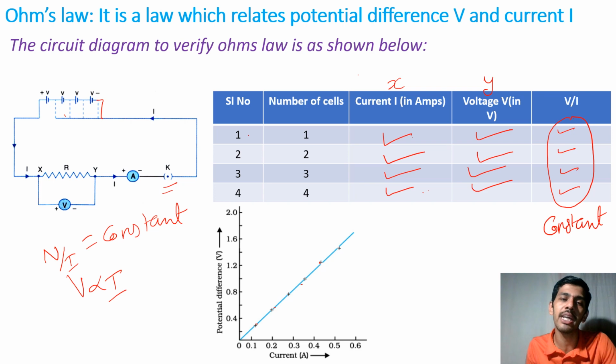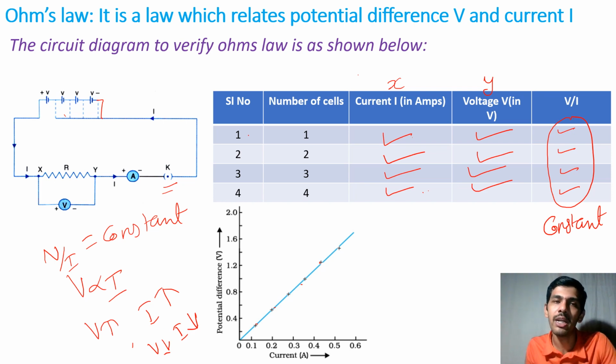What is the meaning of directly proportional? As V increases, I also increases, or as V decreases, I also decreases by the same proportion. That is the meaning of directly proportional. So now it is time to state Ohm's law. That statement we shall discuss in the coming slide.